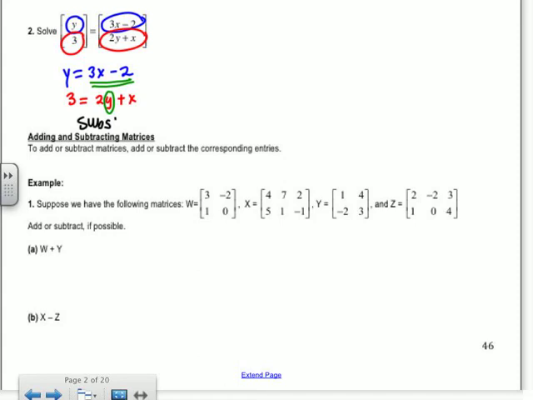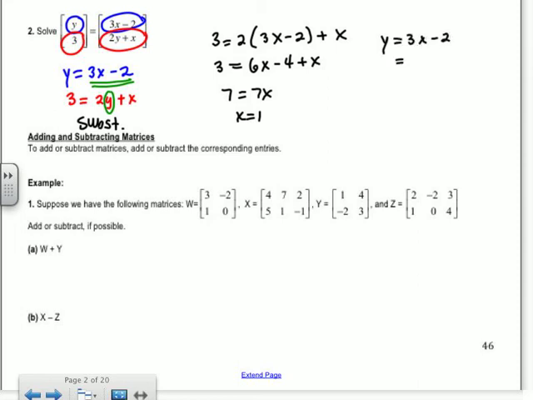So I have 3 equals 2 times 3x minus 2, plus x. I replace my y with 3x minus 2 and solve it out. I'm going to add the 4 to the other side, so I get 7. 6x plus x is 7x, so x equals 1. Still need to find y, so go back and plug in. Since y was 3x minus 2, it's 3 times 1 minus 2, which is 1. So x and y are both 1. It's not really lines intersecting, so you don't have to write it as a point.